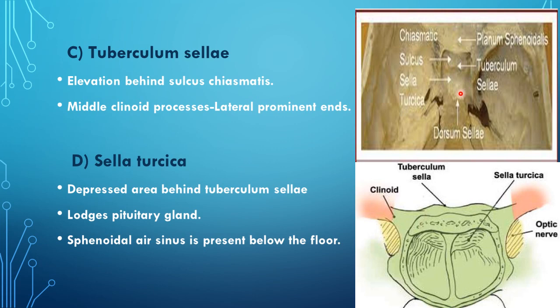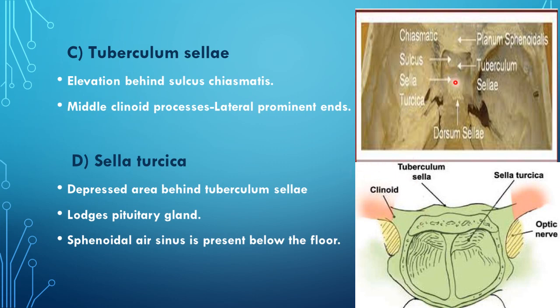What is the pituitary fossa? We'll learn soon. So this area behind is the pituitary fossa, and this sheet of dura mater, which is called the diaphragma sellae, covers the pituitary fossa, and the anterior end of the diaphragma sellae gets attached to the tuberculum sellae. Clear? Then we have sella turcica.